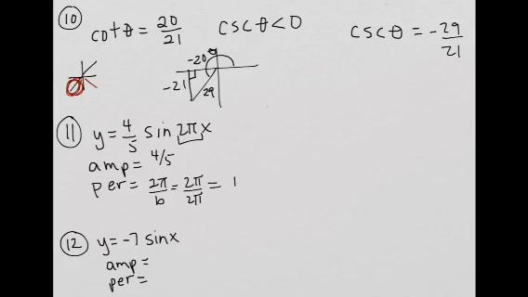Alright, so number 12, the amplitude is the absolute value of A. So right here, A is negative 7, right? So the amplitude is simply 7. And the period is 2 pi over 1. That's 2 pi.